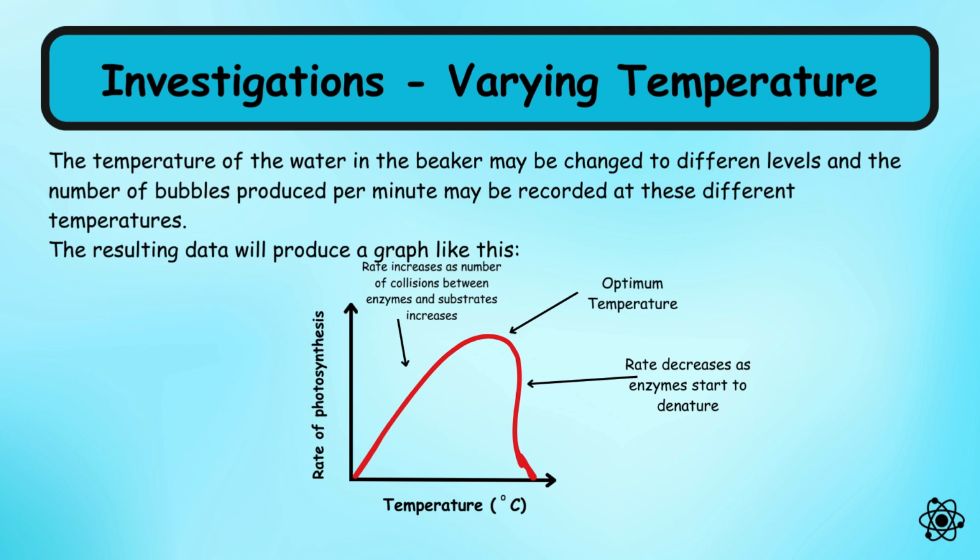The rate of photosynthesis initially increases with temperature, as the number of collisions between enzymes and substrates increases, until the optimum temperature is reached, after which the graph reverses and eventually drops down to zero. This is because high temperatures will denature enzymes that are required for photosynthesis. If it is too cold, the rate of photosynthesis will also decrease.